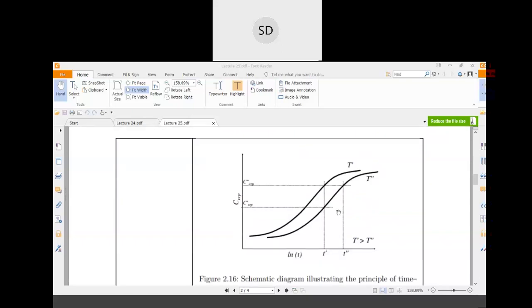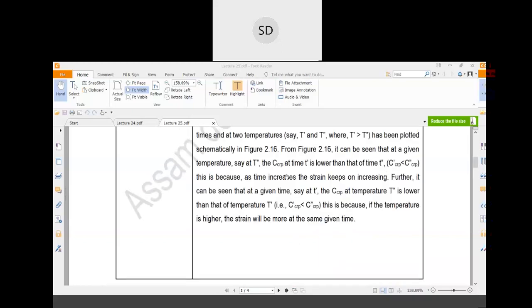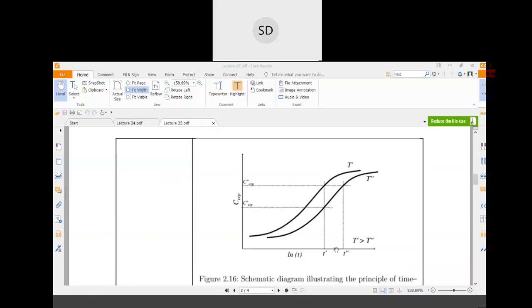Now, if you consider both of these times, at a particular time T dash, this is your creep compliance, and at T double dash, this is your creep compliance. Okay, now if you find out the creep, you can see that the creep at time T is lower than that of time T double dash, for a particular T double dash or T dash, whichever you are considering over there.